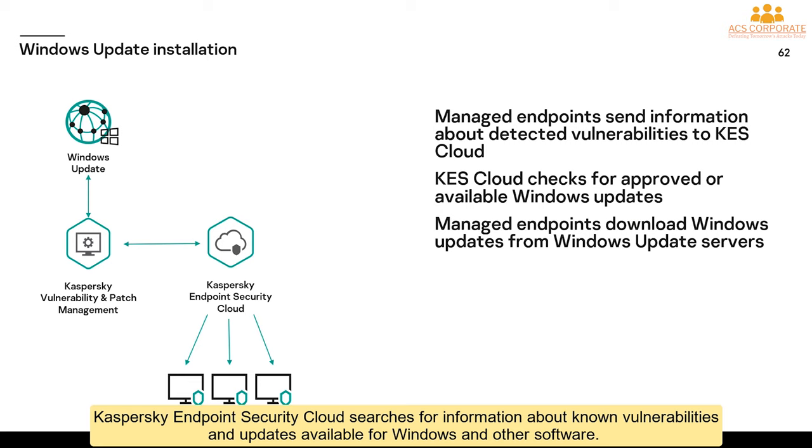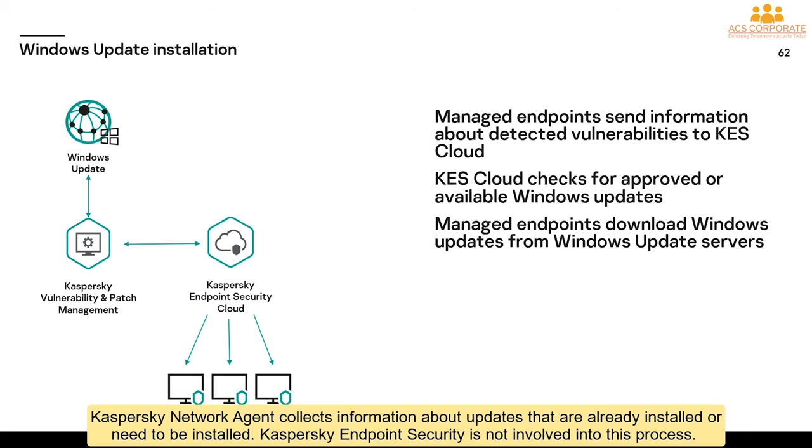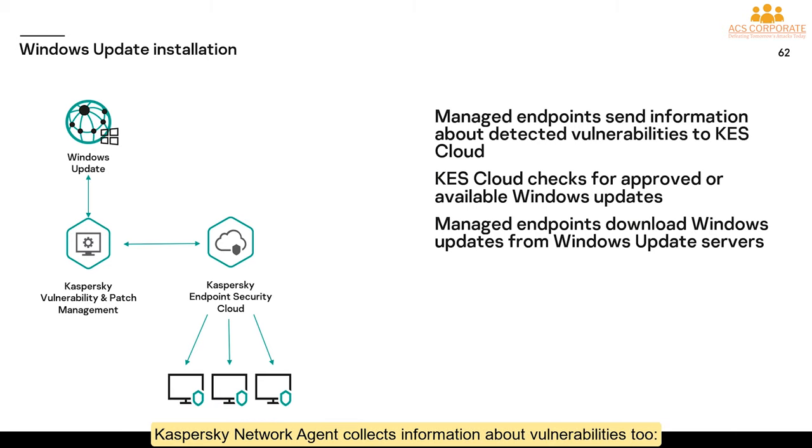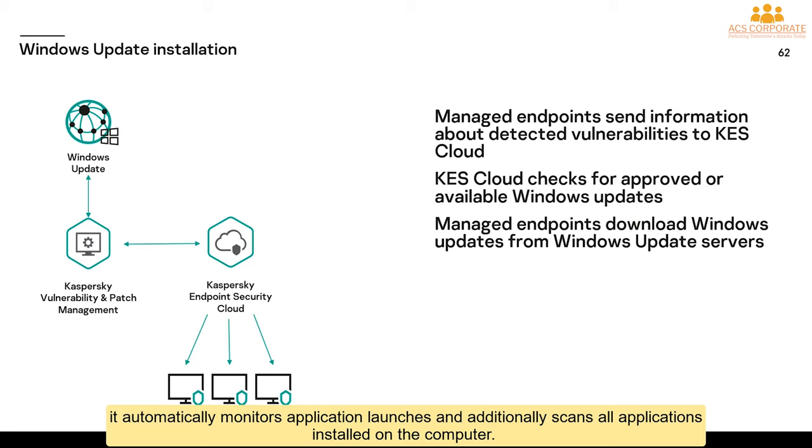Kaspersky Endpoint Security Cloud searches for information about known vulnerabilities and updates available for Windows and other software. Kaspersky Network Agent collects information about updates that are already installed or need to be installed. Kaspersky Endpoint Security is not involved in this process. Kaspersky Network Agent collects information about vulnerabilities too. It automatically monitors application launches and additionally scans all applications installed on the computer.